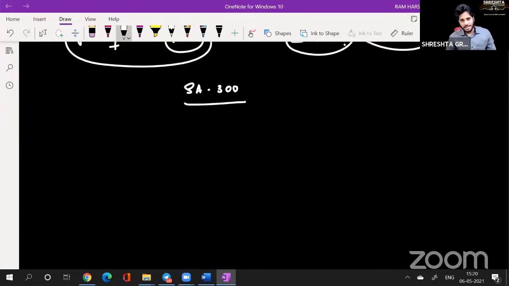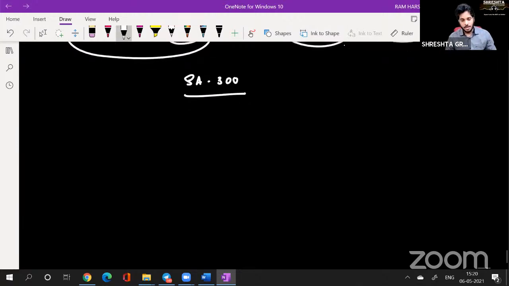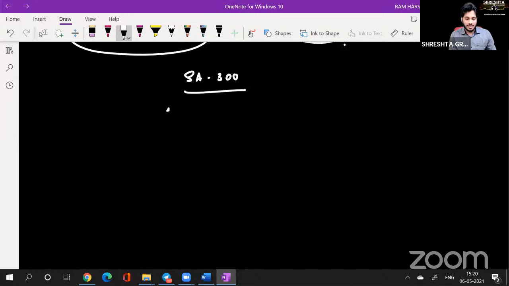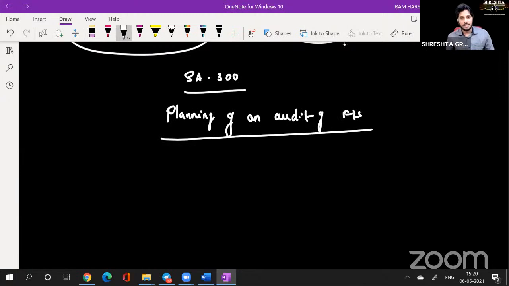Actually, the standard heading, if you look at SA 300, is Planning an Audit of Financial Statements. Very simple heading. So this standard is actually dealing with planning of an audit of financial statements. So this is the standard heading.